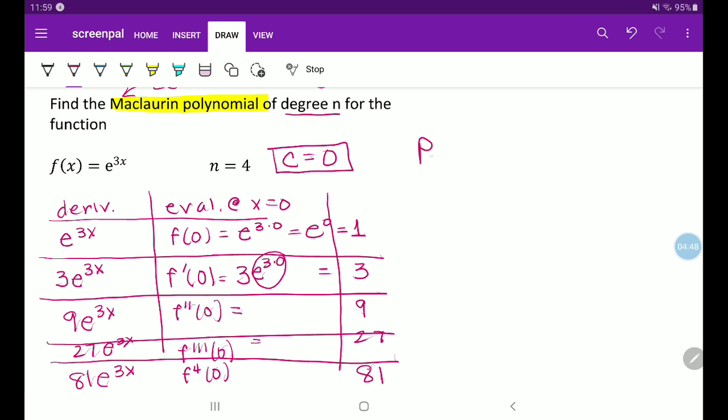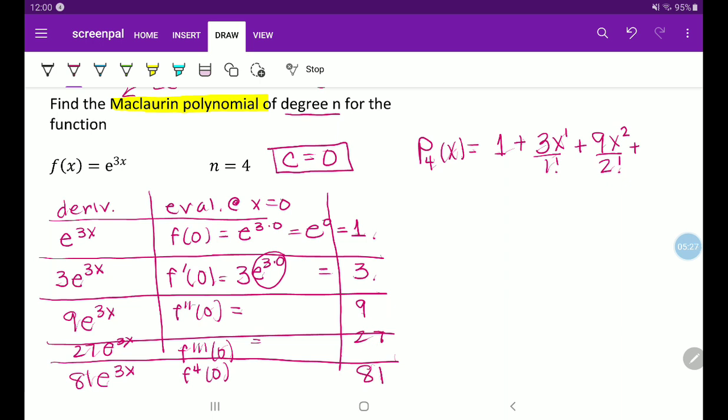So our polynomial to the 4th degree, our variable is x, will be equal to our f of 0, which is 1, plus, now we're going to go to our first derivative. It's our first derivative, so that's a power of 1, and it would be over a 1 factorial, which is still a 1. But I'm going to put it there just to emphasize. Then we're going to go to our second derivative. That leading coefficient is 9. It's a second derivative, so x is squared. We now have a 2 factorial.